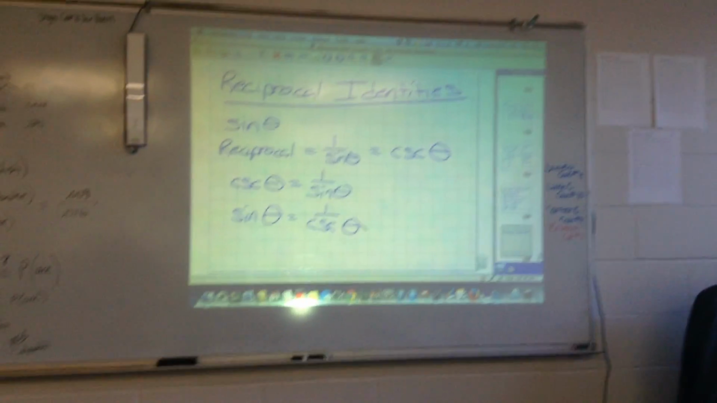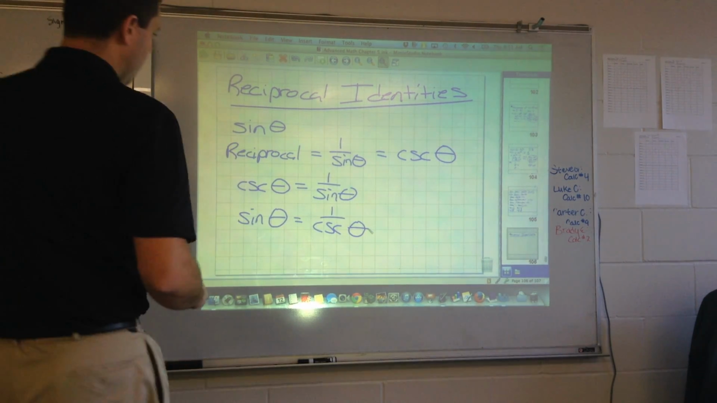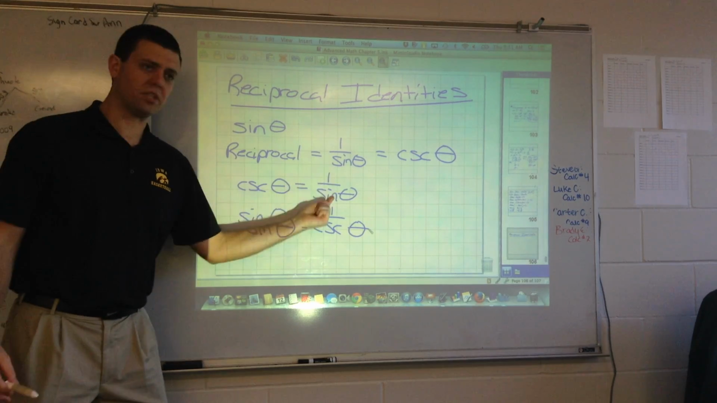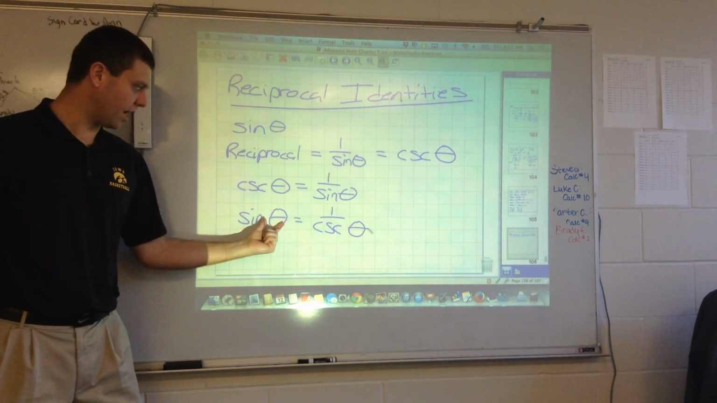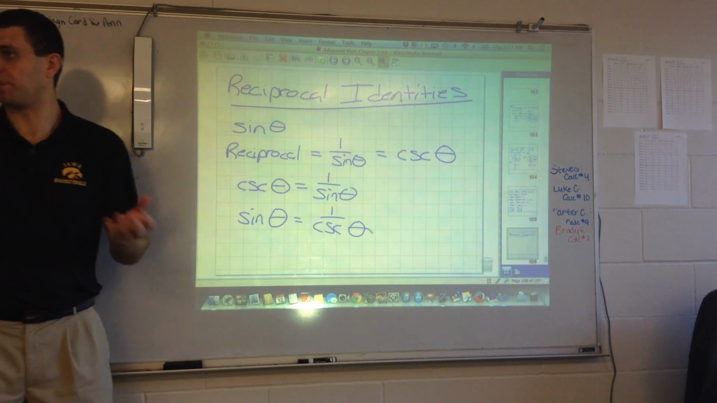All right, so we're working with reciprocal identities. I want you to just understand the difference between them. The cosecant is the reciprocal of the sine. The sine is the reciprocal of the cosecant. They're reciprocals of one another.